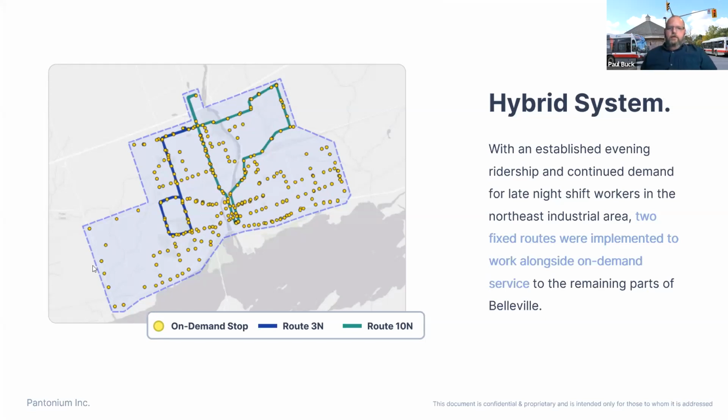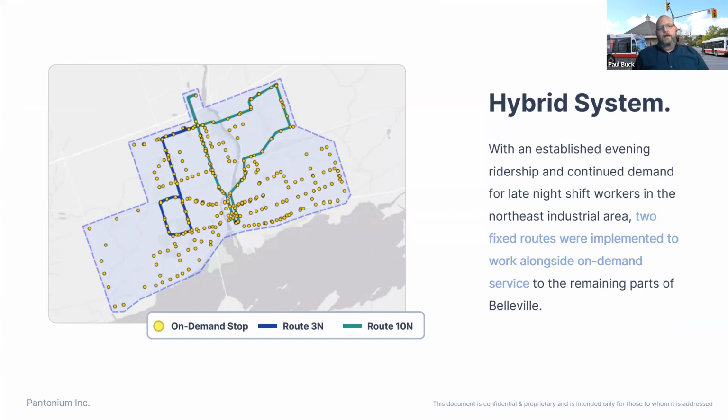So what we were able to do is sit down with Pantonium and put together some data and some indicators to find out where the people were coming from, where they were going to, and how we could most efficiently move them and still maintain good coverage for the rest of the city.